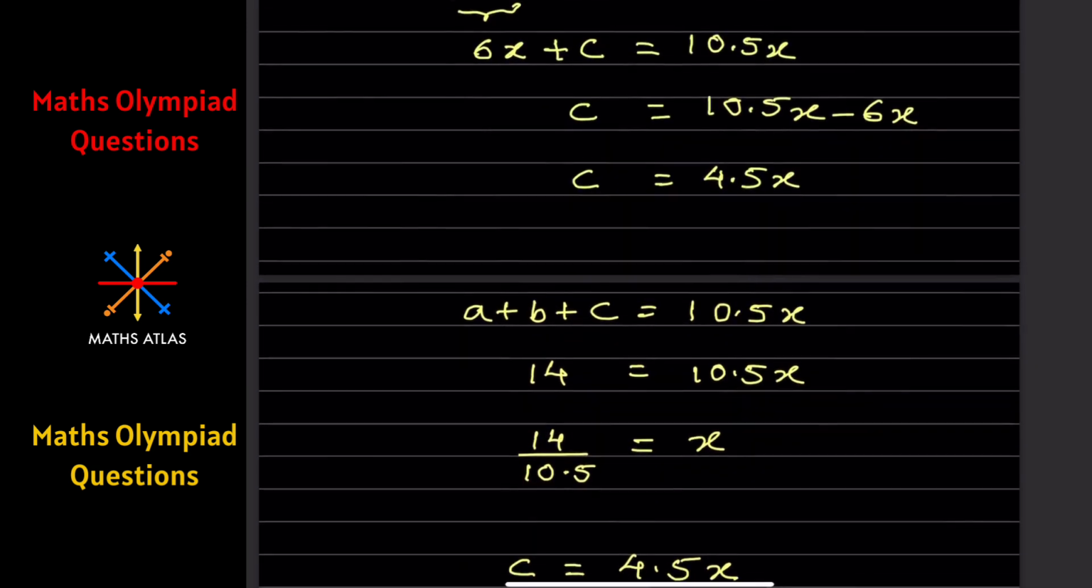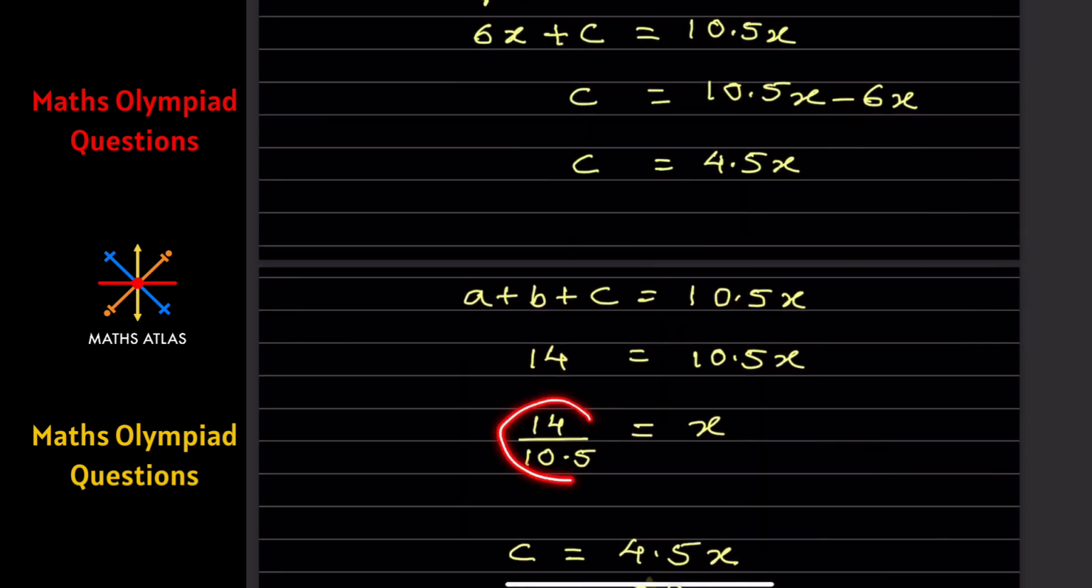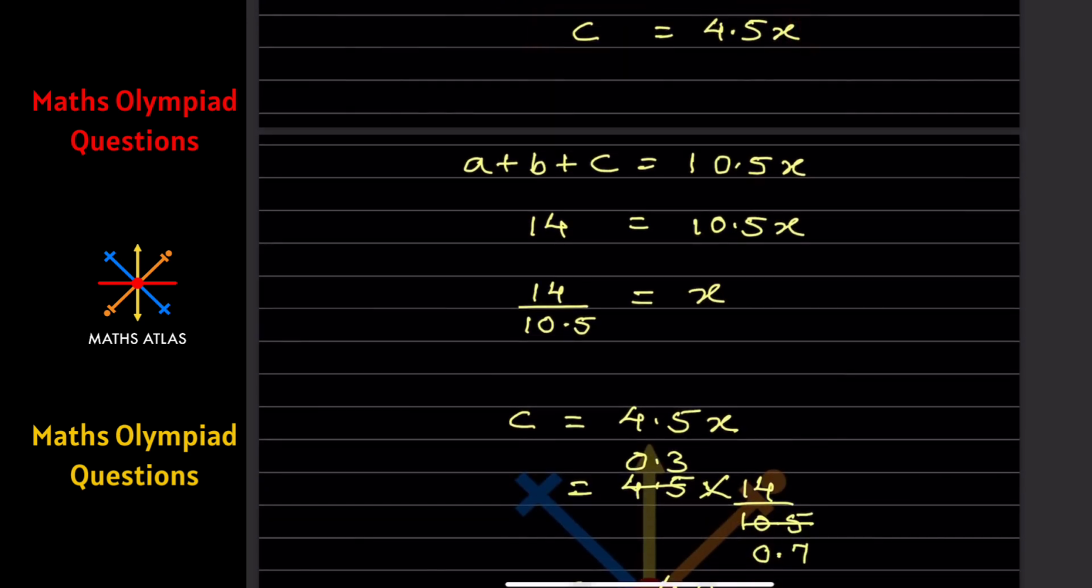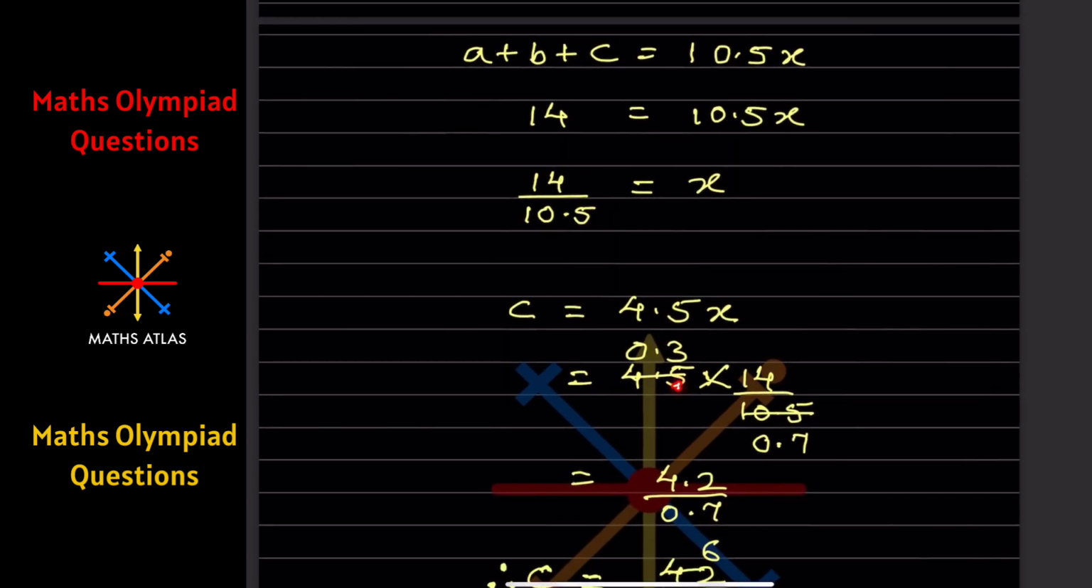So now what is going to happen? We want a value, you got x as 14 divided by 10.5. We can also solve this, but let us keep it as it is. Now we are going to put it in this one because we want the value of C. So C is 4.5, and in place of this x, we'll put this value. So here 4.5 into 14 by 10.5.